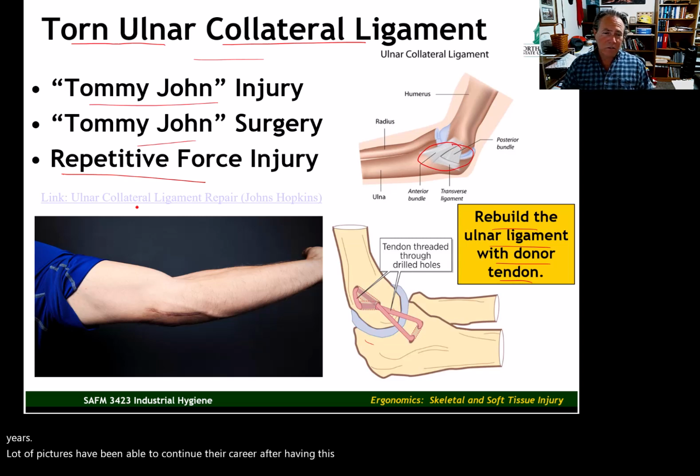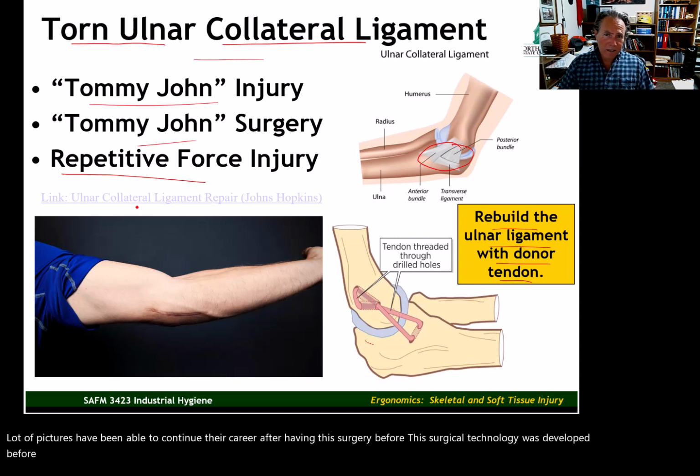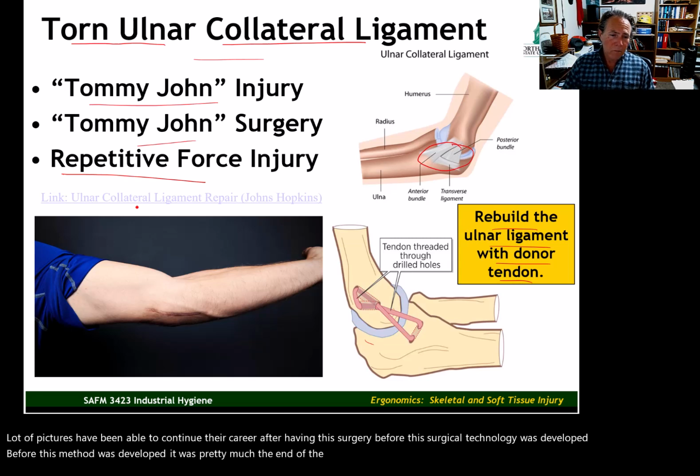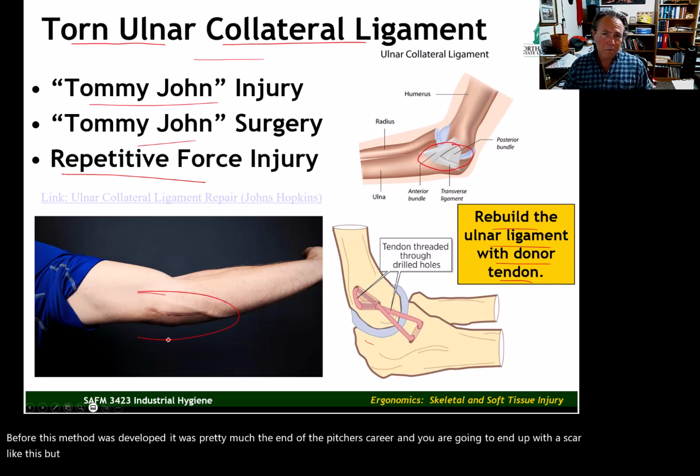A lot of pitchers have been able to continue their career after having this surgery. Before this surgical technology was developed, it was pretty much the end of the pitcher's career. I mean, you are going to end up with a scar like this, but you might be able to play ball for 2 or 3 more years with this surgery.